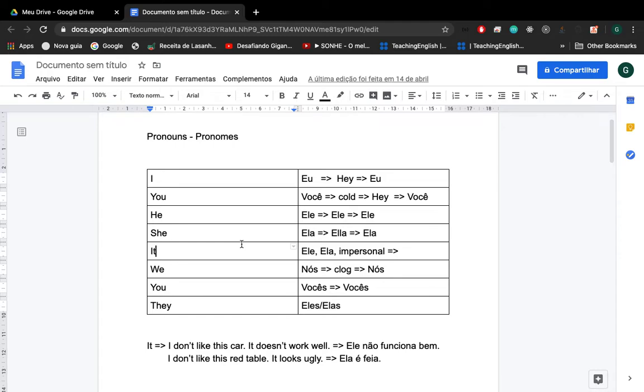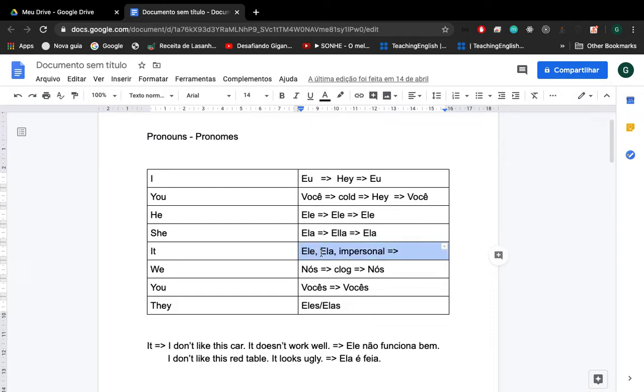So when we're talking about something that is of the male gender in Portuguese, we translate it as ele. We can also translate it as ela. Okay, George, just stop for a minute. How are we going to be able to tell if it's ele or ela? I'm going to explain it to you in a little bit.